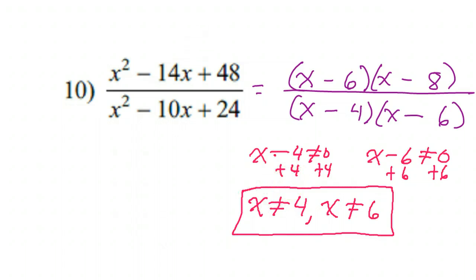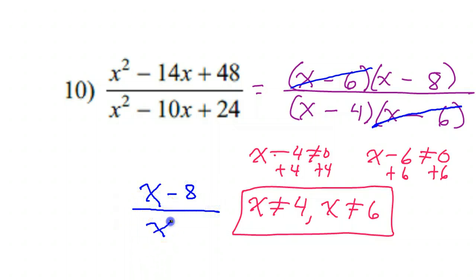Now, as far as the simplified form, the x minus 6's will cancel out. So that leaves x minus 8 over x minus 4. And that's it.